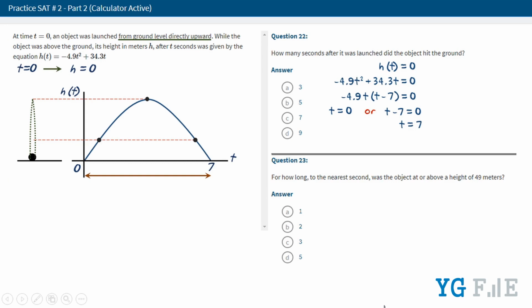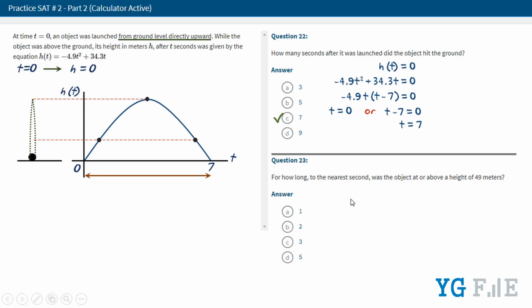So the second point is 7. So the duration when the object hits the ground after it was launched is 7 seconds. So the answer is C. Next, we can move to the second question.